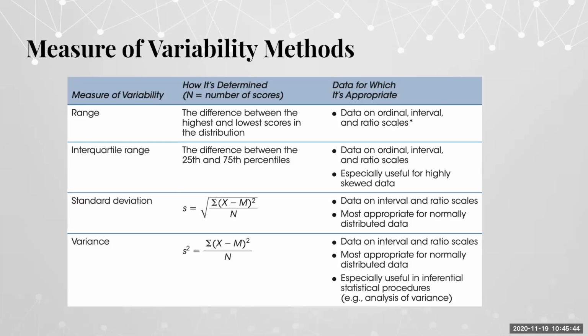variability using these methods. To begin with, the range is the difference between the highest and lowest scores in the distribution. It can be applied to data on ordinal, interval, and ratio scales. The second method is the interquartile range, the difference between the 25th and 75th percentiles. It can be applied to data on ordinal, interval, and ratio scales, and is especially useful for highly skewed data.